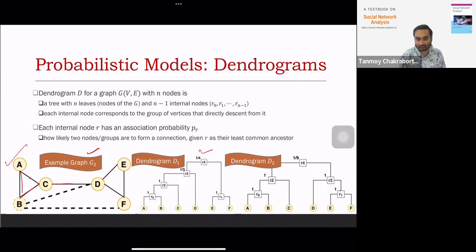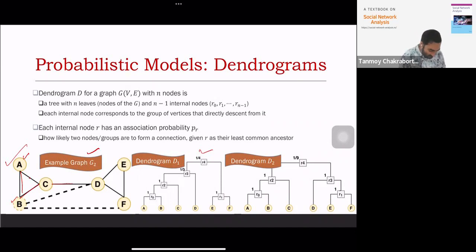a dendrogram. For example, say A and B are connected, right? I can say that okay, A and B are connected because they belong to the same class. Somebody can say that okay, no, they are connected because they go to the gym together. So there are different notions of connectivity, and based on that one can create different types of dendrogram.